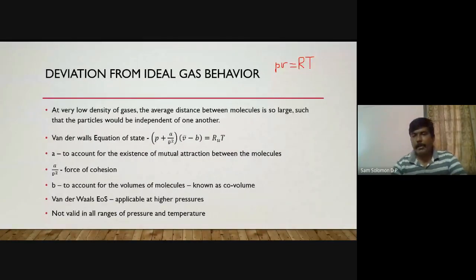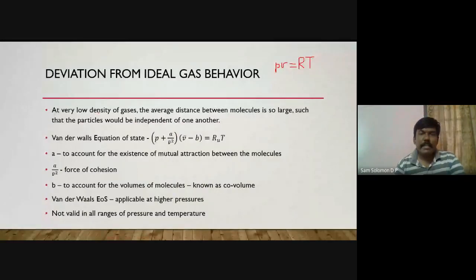When the gas is at high temperature, these molecules possess a large amount of energy, and they will be vibrating, and at that point also they will be separated from each other. So in these two conditions, at low pressures and at high temperatures, gases exhibit ideal gas behavior, or they satisfy the equation Pv equal to RT. Okay, so that is what is mentioned here.